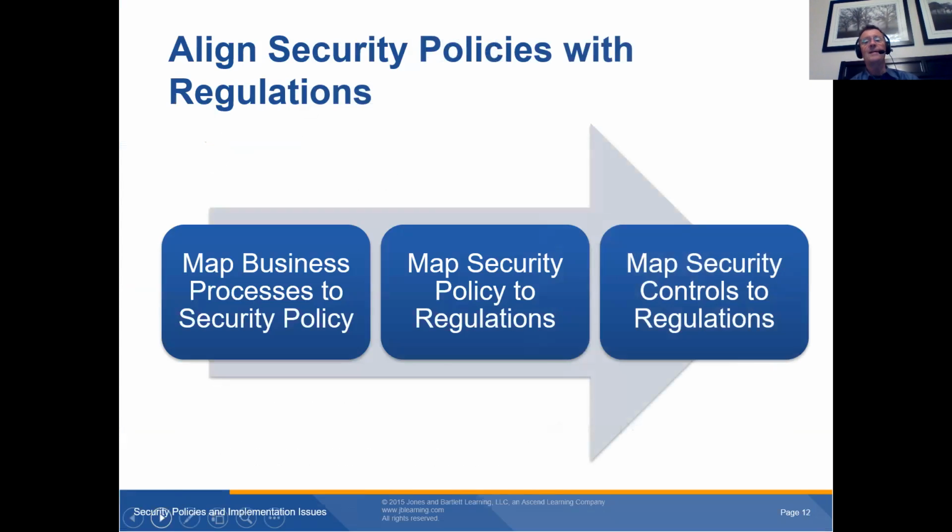And so we want to align our security policies with regulations. That's part of our governance process. We want to map business processes to our security policies. We want to map security policies to regulations, and then map those security controls to regulations as well. So we look at things from each corner looking in. One time we have our policy hat on, one time we have our procedures hat on, one time we have our compliance officer hat on.